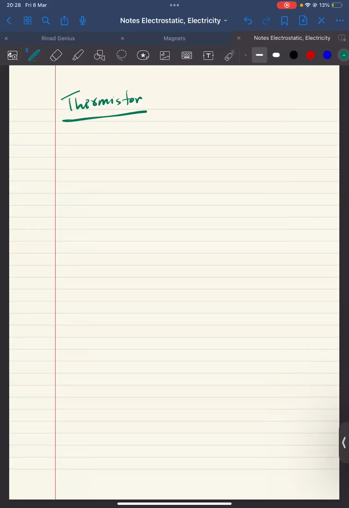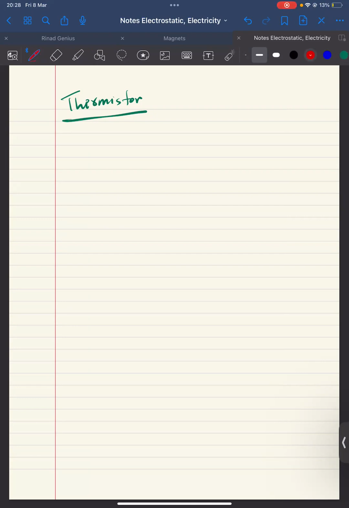Wissam, what's the thermistor? Dua Ayman, what's the thermistor? Heat-dependent resistor. A heat-dependent resistor, very good.